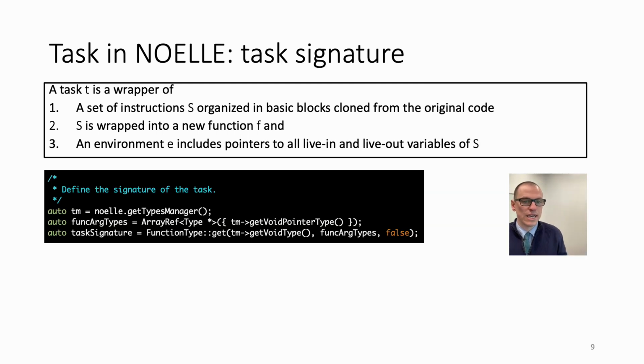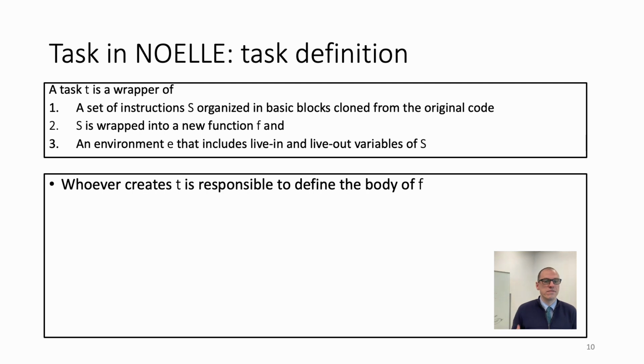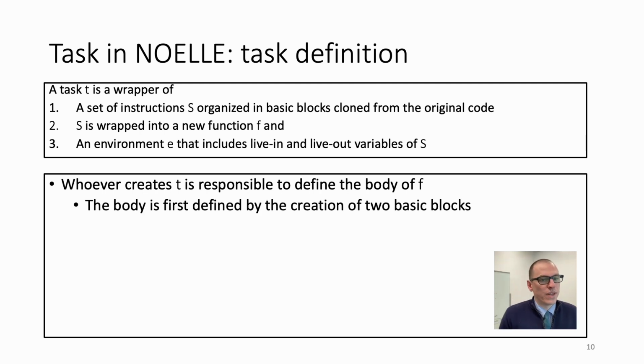In order to do that, we can use the type manager of NOELLE to find the right LLVM type to define the signature, and then we use the LLVM API to create a new signature with the function type get API. Now that we have the signature, we can create a task. In order to create the task, we also have to create the body.